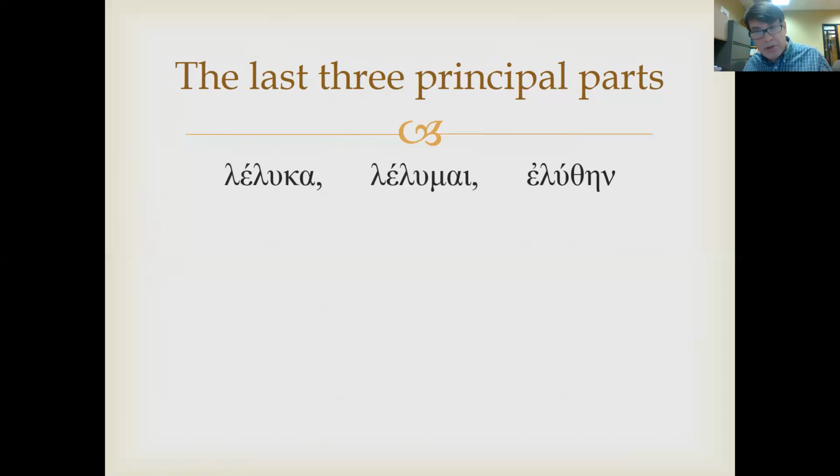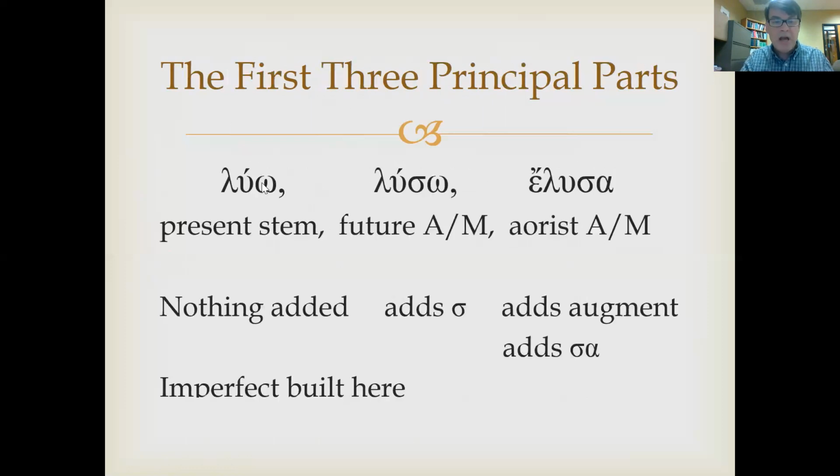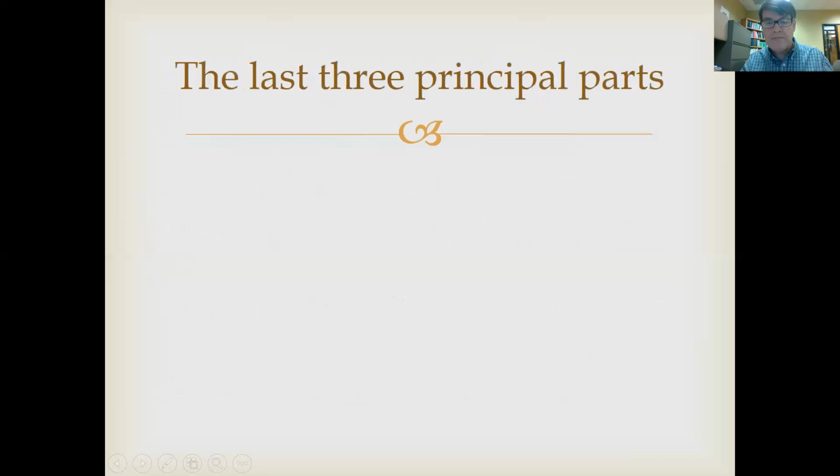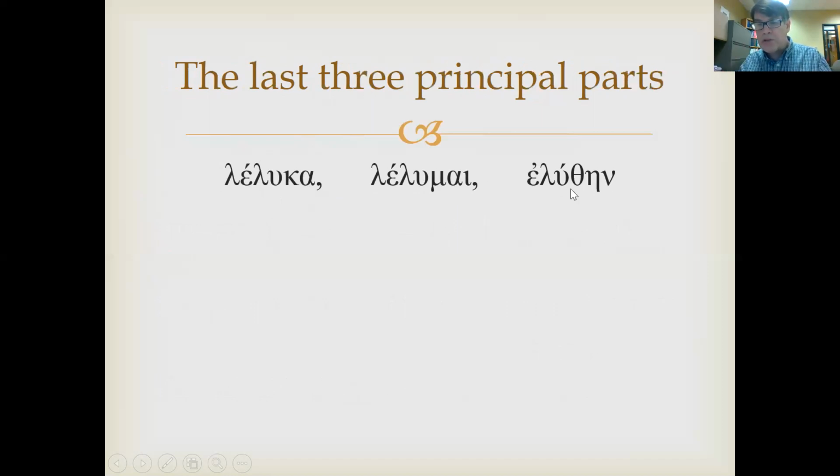There will be a quiz over them, to be able to reproduce those 6 forms and to give a basic translation for each of them. So for these 3, this is I am loosing. This one is I will loose. This one is I loosed, past tense. This one is I have loosed. This one is I have been loosed. And this one is I was loosed.